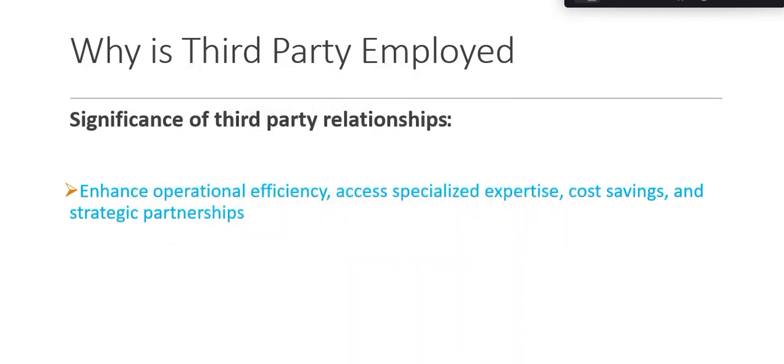So why is a third party employed if so much information is provided? A third party is basically employed to enhance operational efficiency, access specialized expertise, cost saving and strategic partnership. Earlier, third parties were only engaged for cost saving. Outsourcing was done and cost was saved. Nowadays, third parties have many other roles, giving specialty products and also strategic partnerships in countries where the main company may not be present. So market penetration is done.